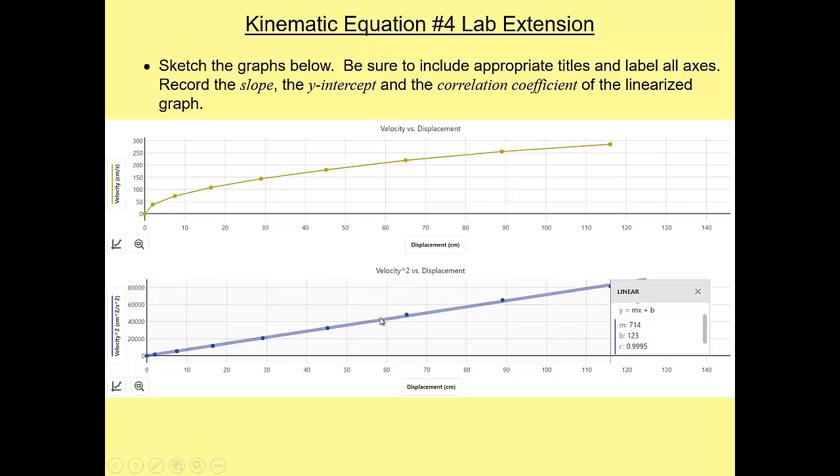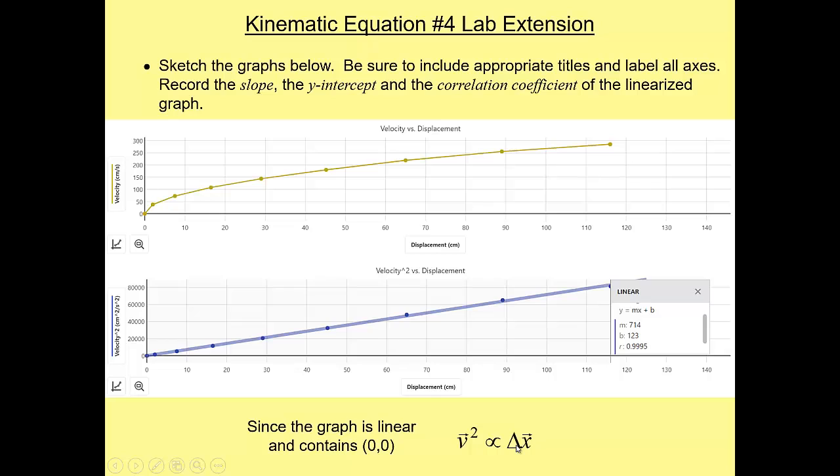So the resulting graph, our linearized graph, is linear, 0.9995, and it goes through 0, 0. So what does that tell us about the variables? When you graph two variables and they result in a graph which is both linear and contains 0, 0, we can say those variables are proportional to one another. And it's not velocity and displacement. That didn't result in a linear graph. It's velocity squared and displacement.